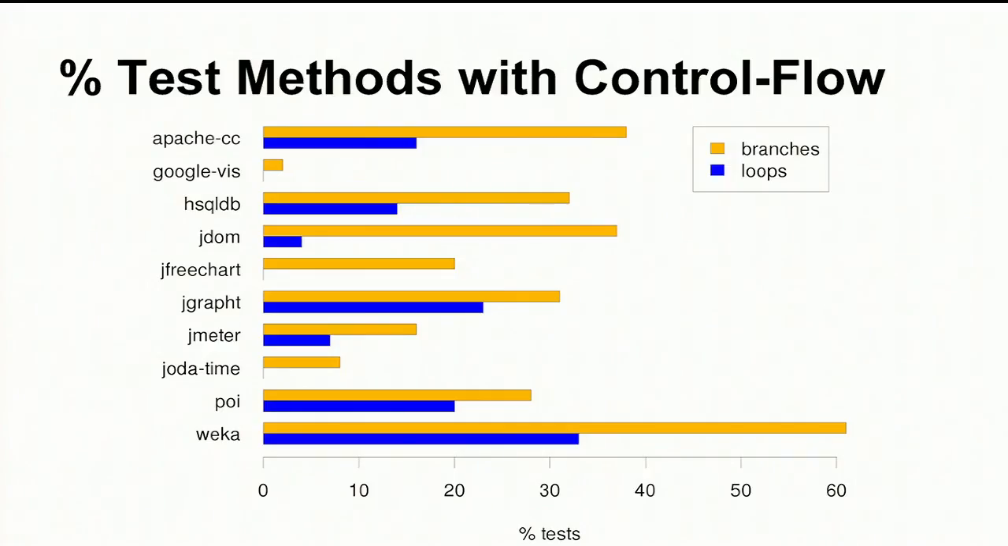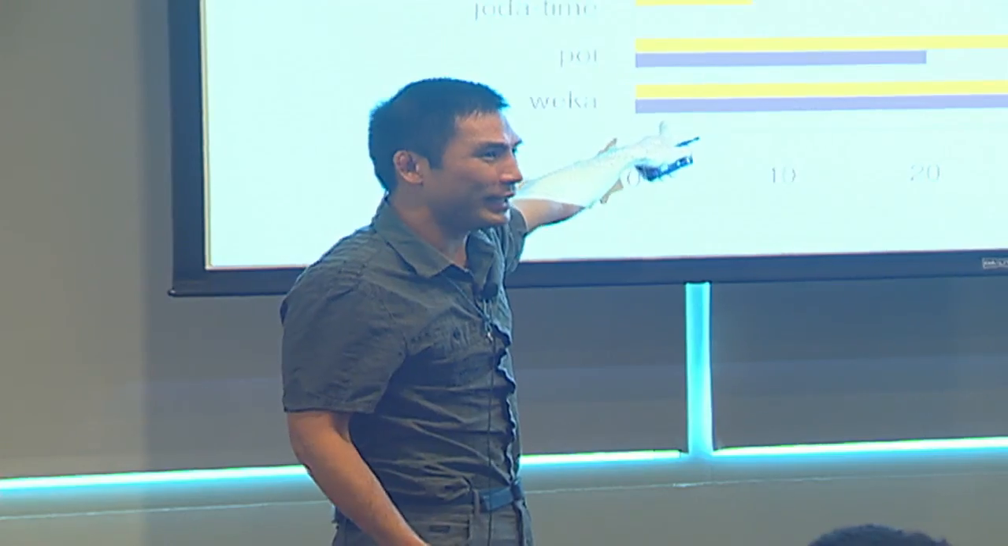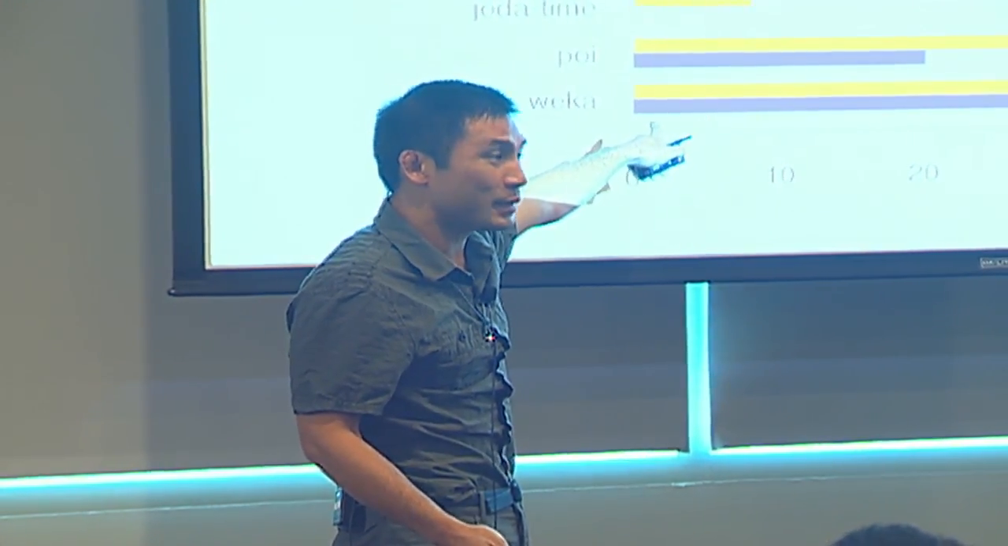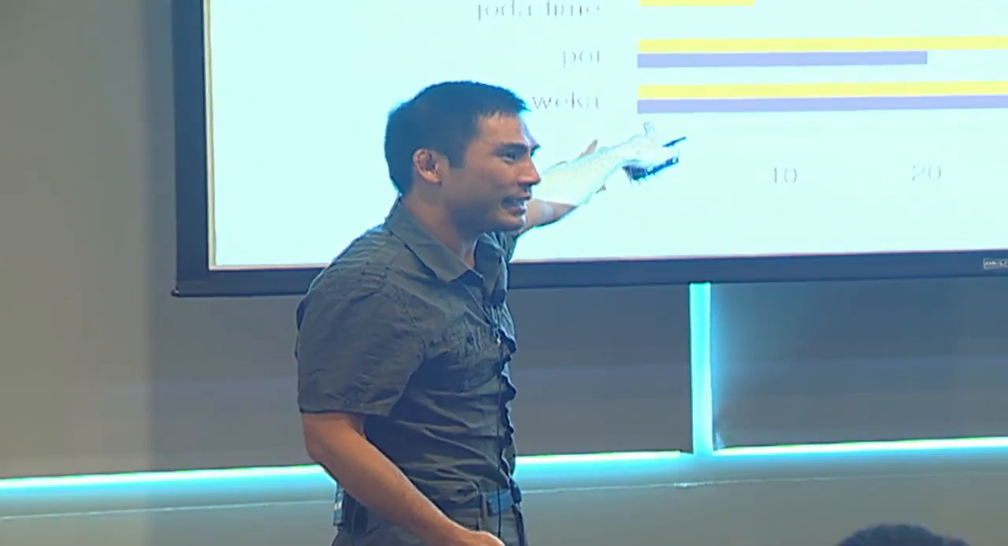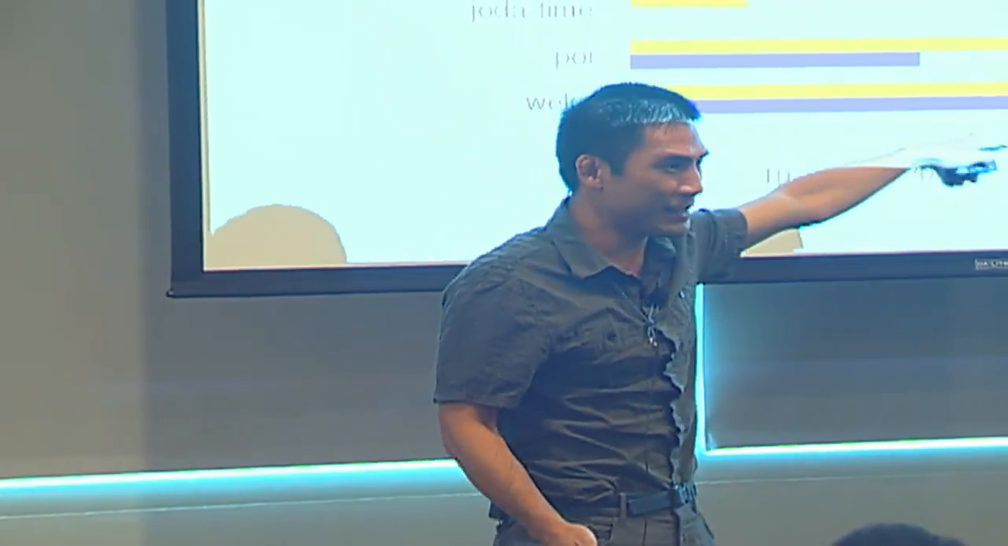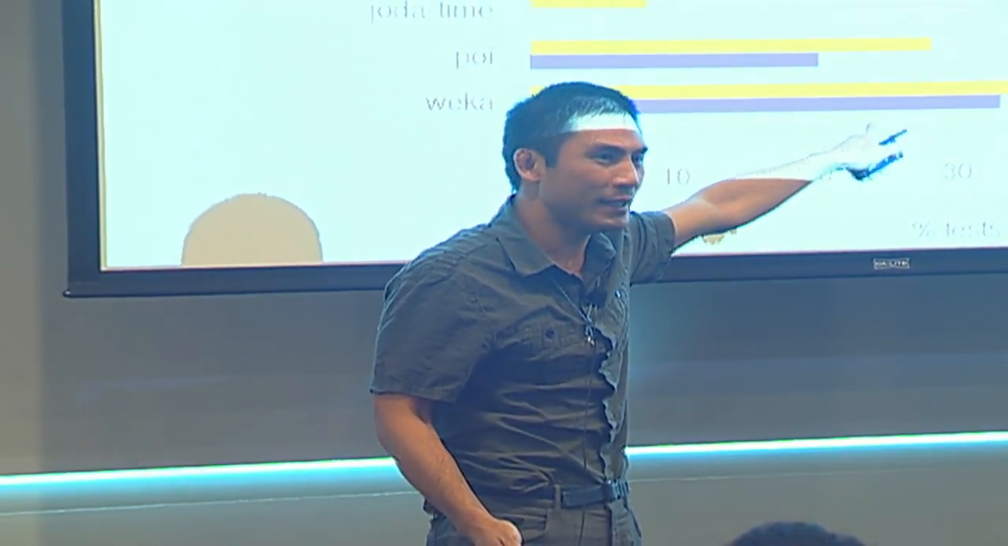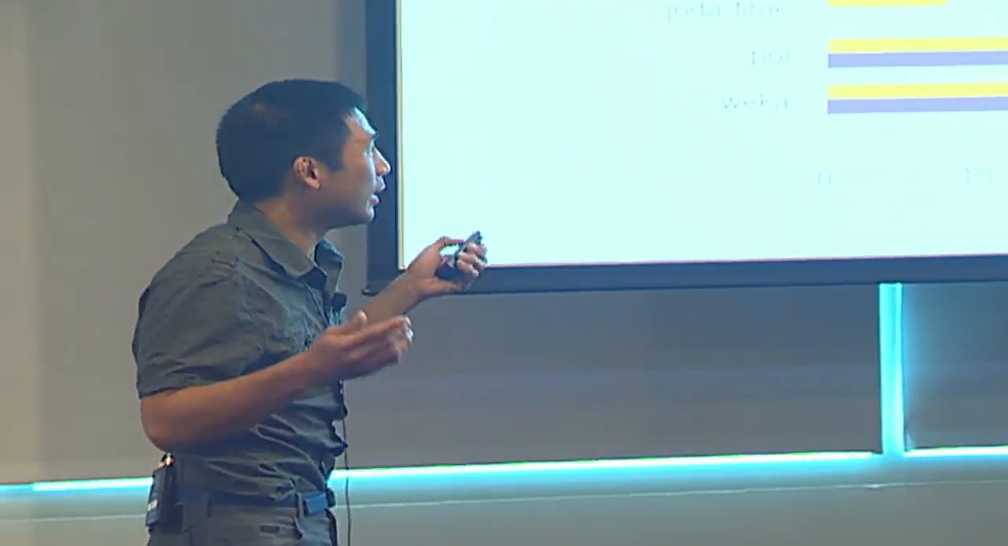So how many test cases have branches? How many have loops? Most test cases have neither branches nor loops. Once again, I should point out that this is not 0 to 100. This is 0 to 60. And Weka has a lot of complicated test cases. It does not have many test cases. However, the test cases it does have are complicated. 60% of the test cases it has are going to have branches, and 30% are going to have loops.